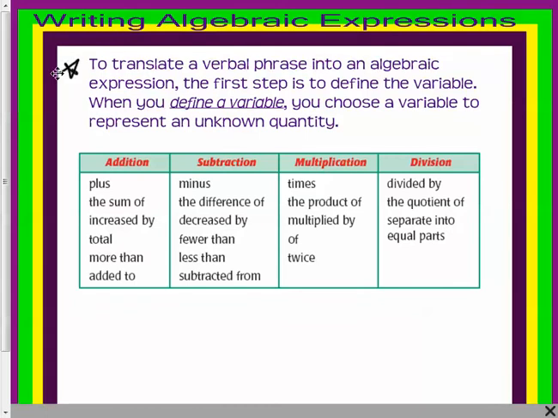Okay, on this slide, I need you to copy down this chart for me, okay?